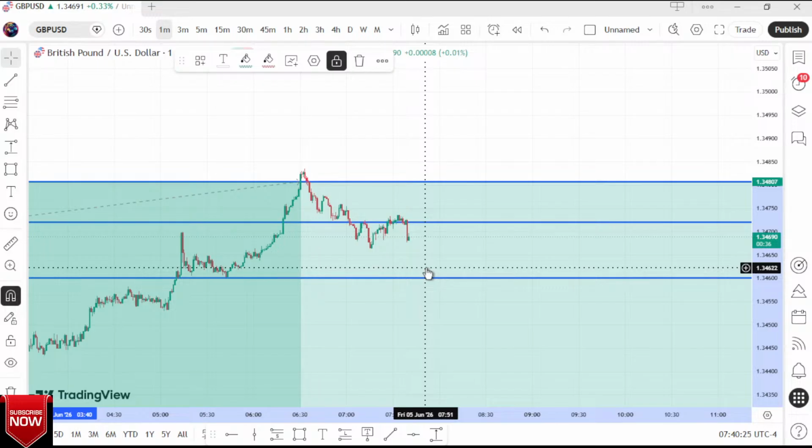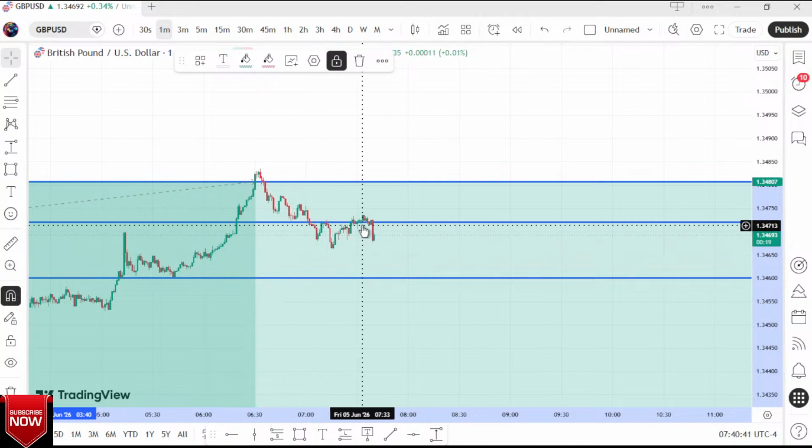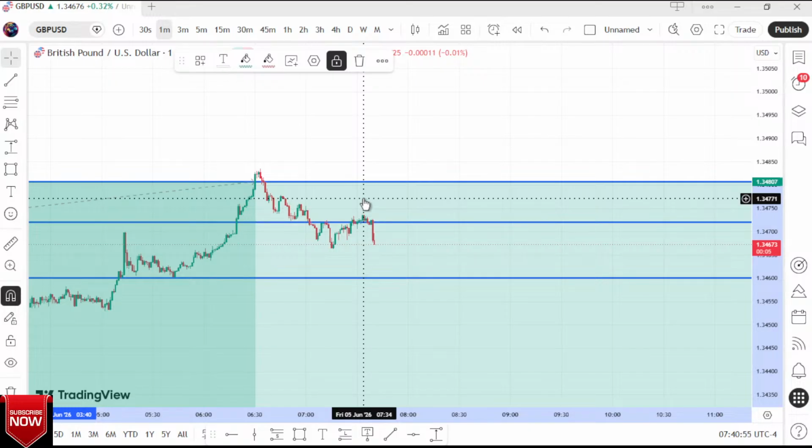Now we're waiting for the NFP, that big news event. You see, our price is actually starting to have some reactions. Let's wait for 50 minutes for the NFP release. I'm actually expecting more bullish prices in this NFP.